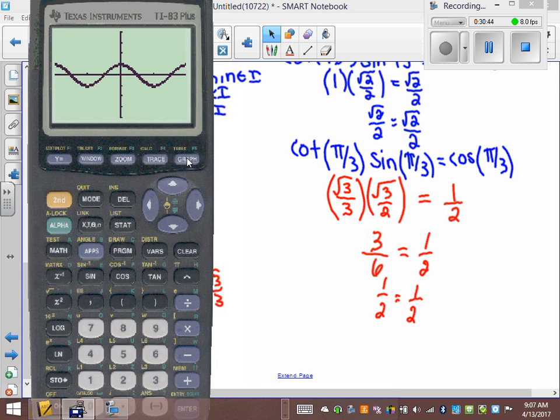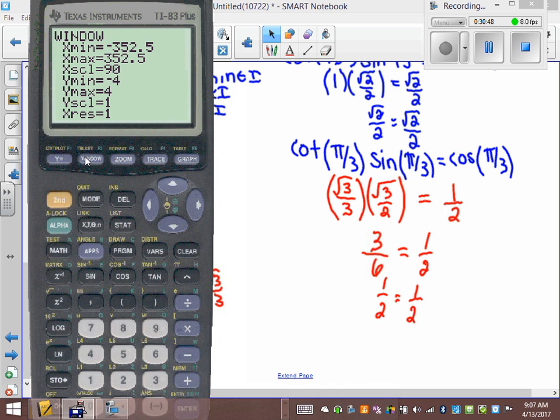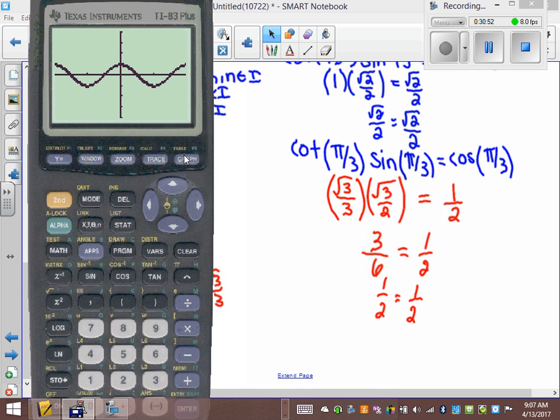It's because those NPVs are there, right? What are the ticks at? Somebody go to the window. My ticks are at 90. My X scale is 90. So this is a 90. This is a 180. This is a 90. What did we say our NPVs were at? It's tight.